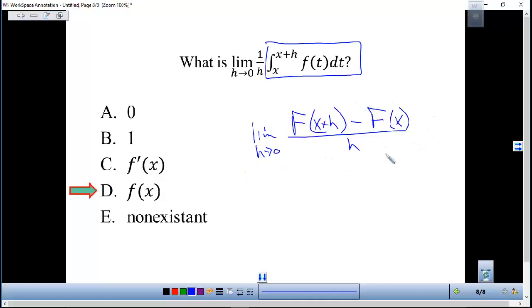So hopefully you can recognize this. This is the definition of the derivative. So when we take this thing, we're taking the derivative of capital F of x. Well, what's the derivative of capital F of x? Well, it's little f of x. And that's where our answer comes from.